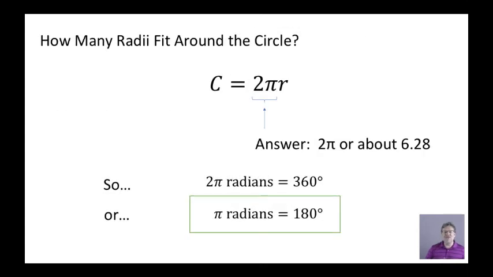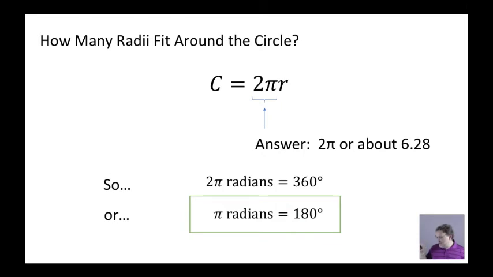So once again, how many radii fit around the circle? How many radians fit around the circle is really the same question as how many radii fit around the circle. Well, we actually know this already from our formula, circumference equals 2 pi r. So once again, if I ask the question, how many radii go around the circle, the answer is 2 pi times the radius. 2 pi of those radii go around the circle.